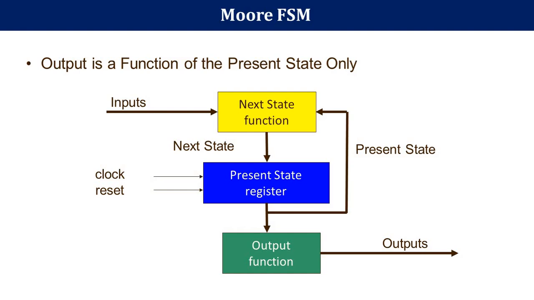In the given circuit diagram, you can see three different blocks. First, the next state function; second, the present state register; and third, the output function. Inputs are provided to the next state function. The output of the next state function is given to the present state register. The present state register is a sequential circuit where clock and reset are provided, and the output function provides your outputs, and there is a feedback from the present state register output to the next state function. Here in this case, the final output is a function of the present state only. Okay, this is about the Moore FSM.